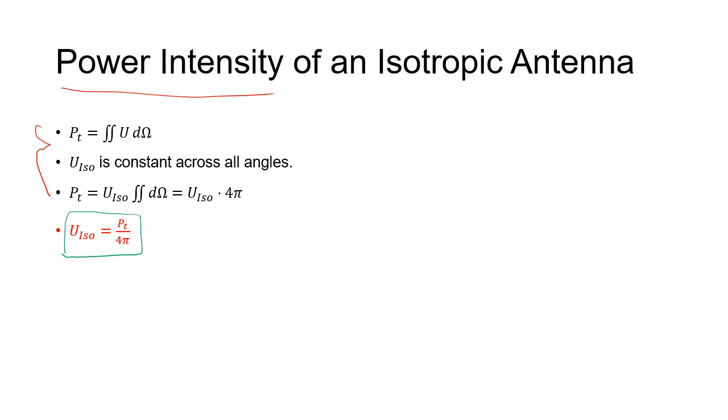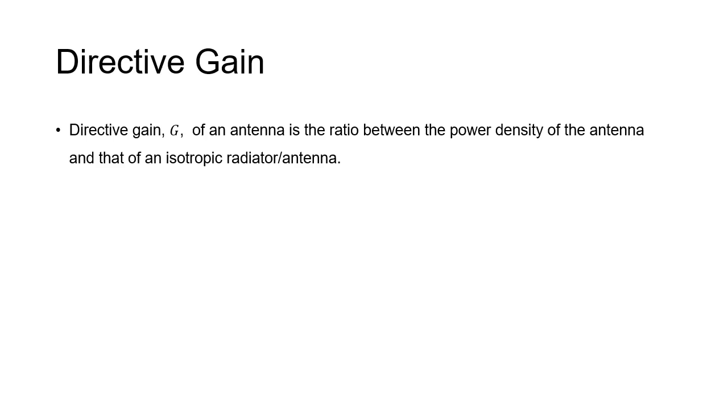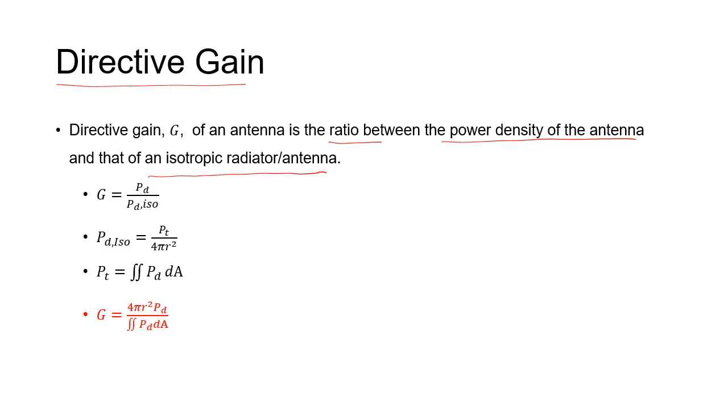Now we will learn about one of the most important concepts in antenna analysis, which is directive gain. So what is directive gain? It is the ratio between the power density of an antenna and the power density of an isotropic antenna. So in mathematical form, G is equal to PD over PD of an isotropic, and we have learned in the previous video that PD isotropic is just equal to Pt over 4 pi r squared, and the total power also is equal to the double integral of the power density dA.